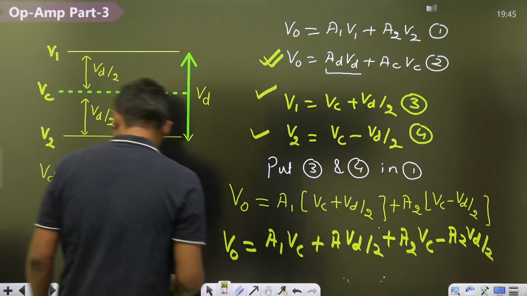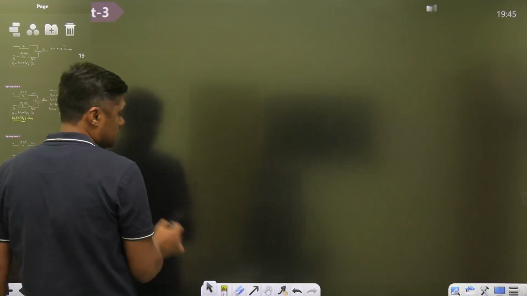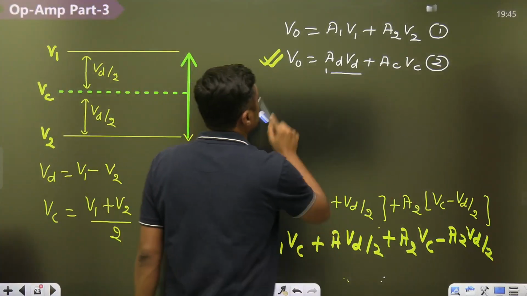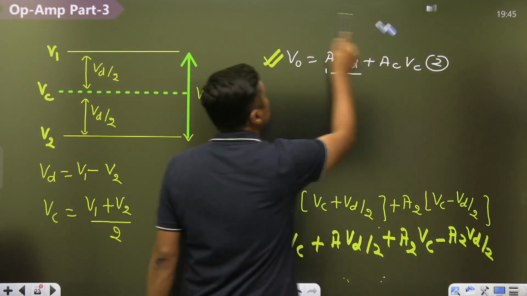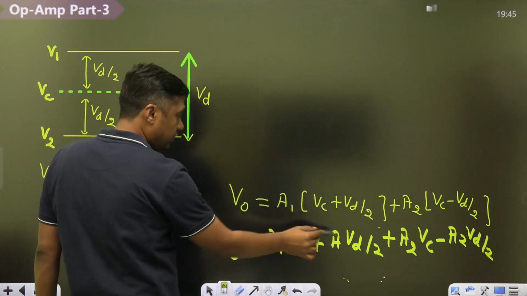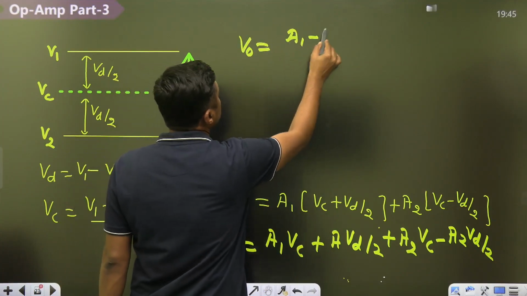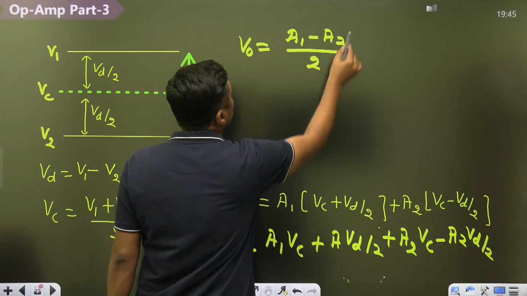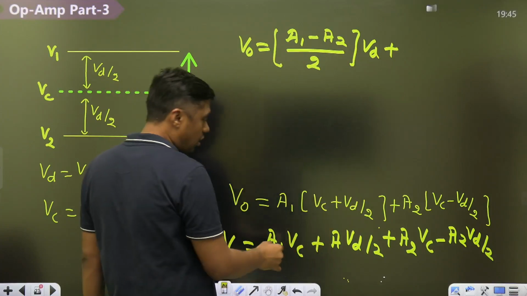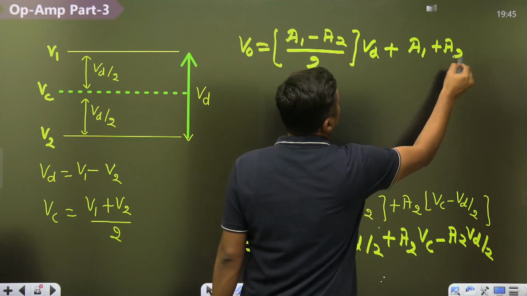Now you can take VD common, it will become A1 minus A2 divided by 2 into VD. And when I am taking the VC common, it will become A1 plus A2 into VC.